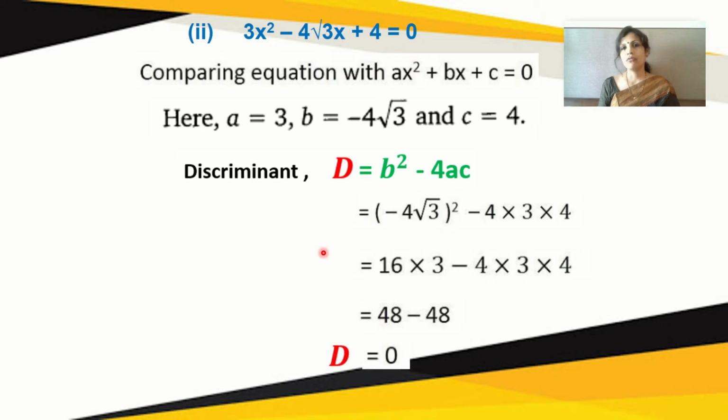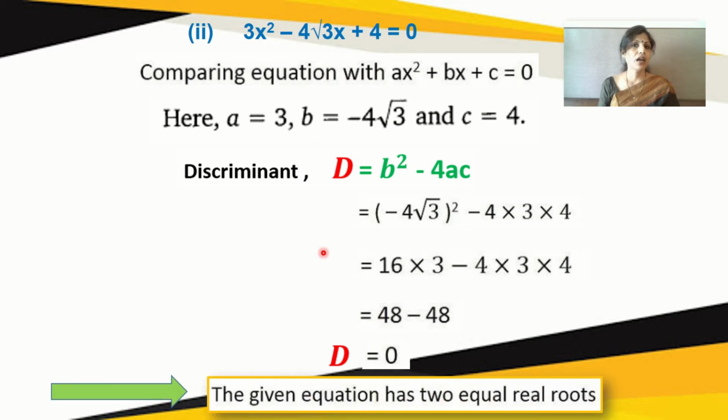And 48 minus 48 is 0. So the value of the discriminant is 0. Now can you recollect, when D is equal to 0, what kind of roots do we get? I hope you are all able to identify that. The given quadratic equation will have two equal roots. Or you can say that the equation will have only one root, because both values of x will come the same.